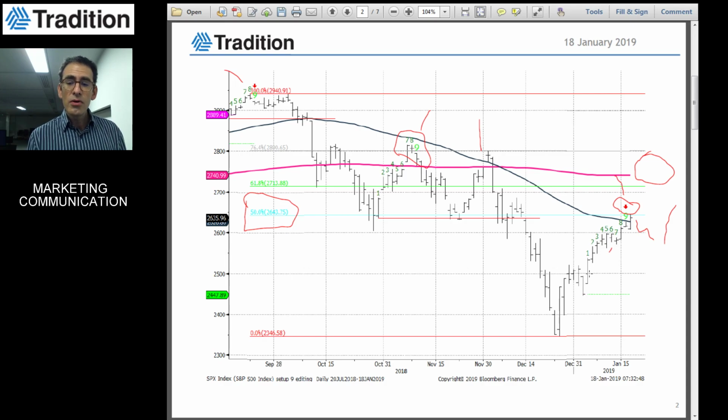Under this scenario, I would prefer to see the S&P holding above this support zone, which is between 2400 and 2500, and 2450.